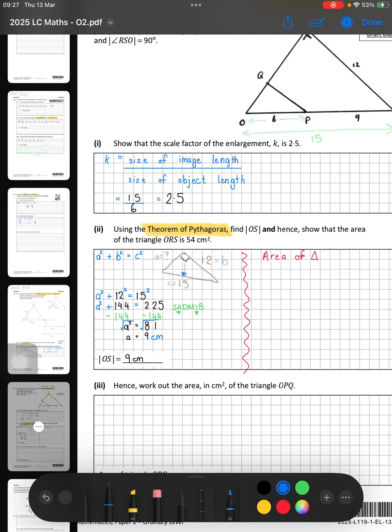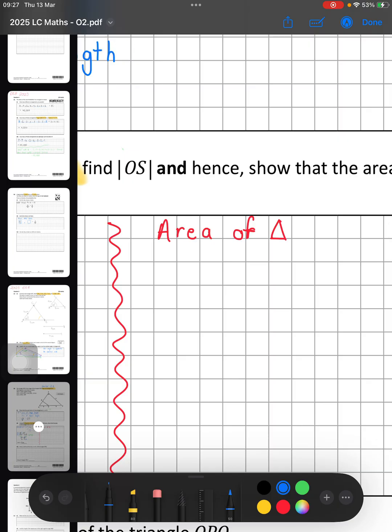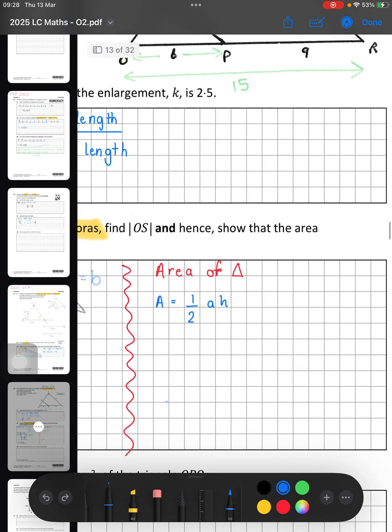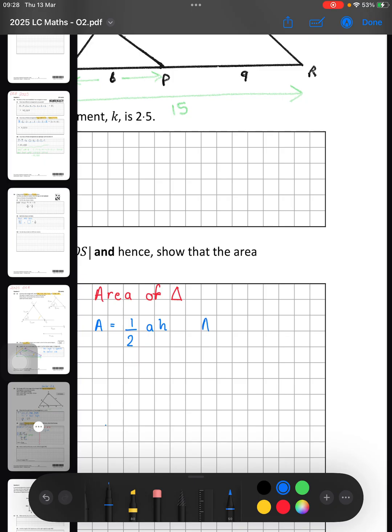Now, when I go through this, don't use red pen. For the area of a triangle, I'm going to start by writing my formula. It's half AH. That's what it looks like in the log tables, or you might remember it as A equals half times the base times the perpendicular height. That is what AH is when you look in the log tables at the picture. A is just the side that has a perpendicular height on it.